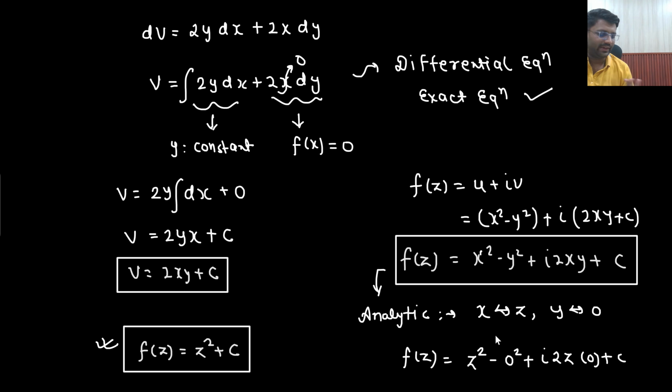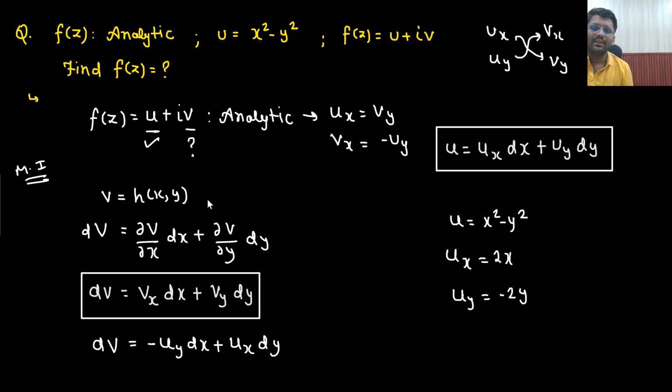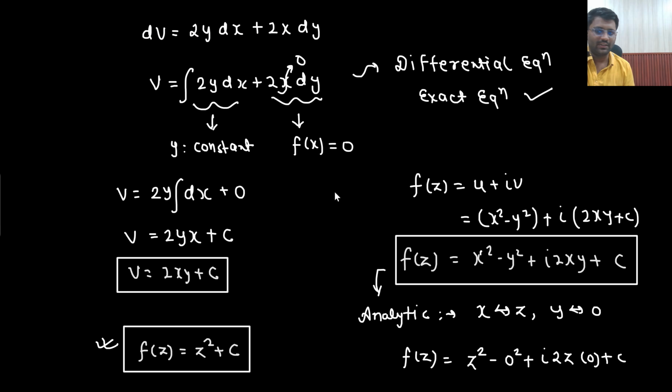Understandable? Very straightforward method. There is nothing here. I need to find out the value of v. This is something that I can do. Partial differentiation of v with respect to x dot dx, partial differentiation of v with respect to y dot dy. Now I have the relation between u and v. U is already given, so I can find out some relation. You can put those relations, job done. And after finding it in terms of x and y, you already know that it is analytic, so x could be replaced with z, y could be replaced with 0, job done.